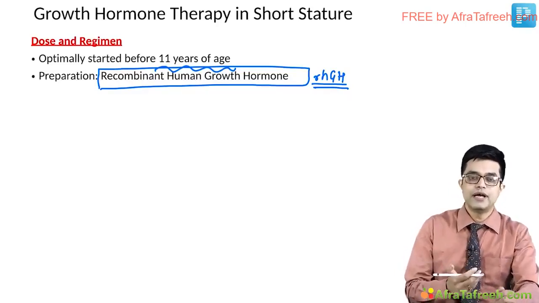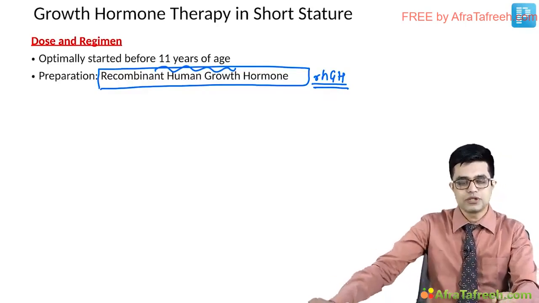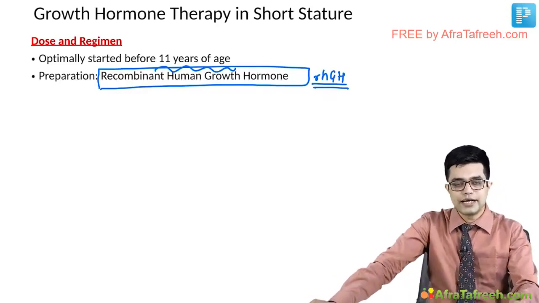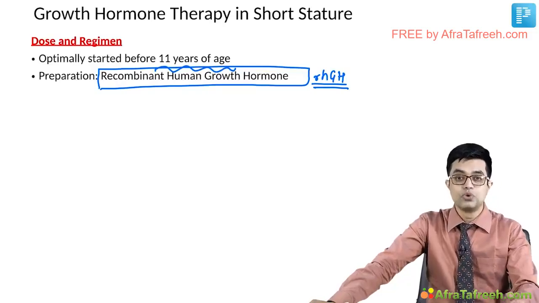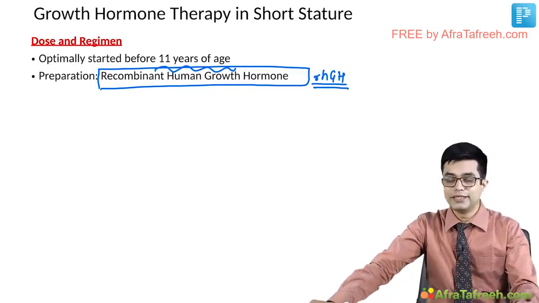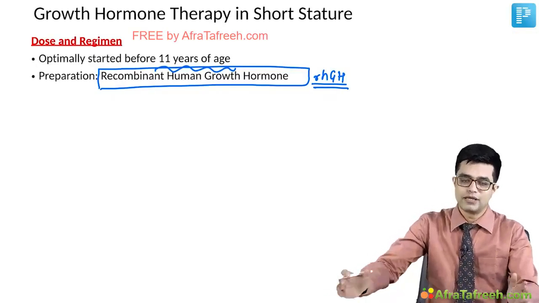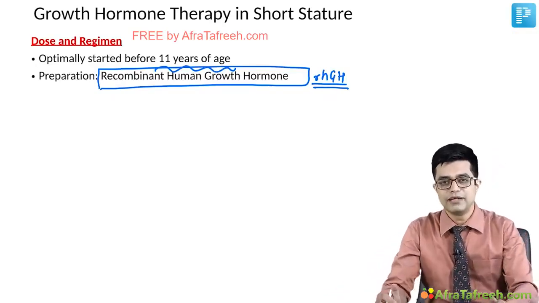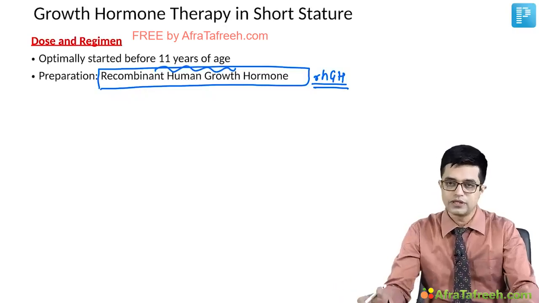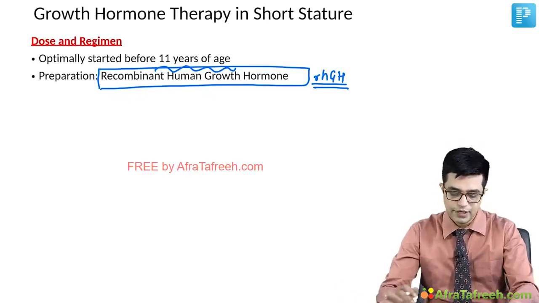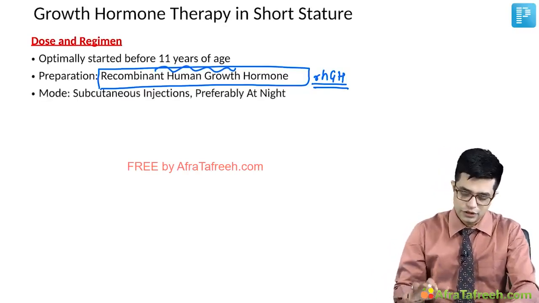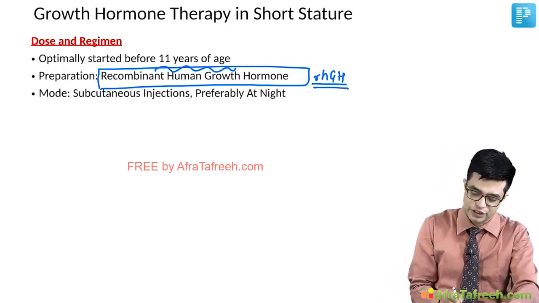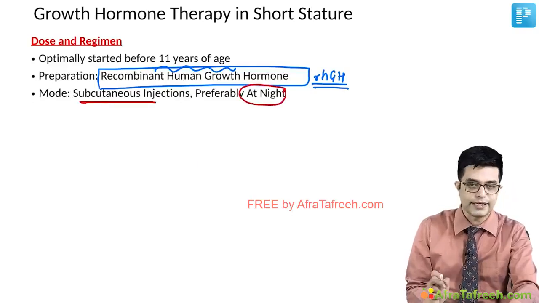Earlier, bovine and various other animal derived products were used. They used to cause anaphylaxis. There were also incidences of Creutzfeldt-Jakob disease and other prion diseases getting transmitted. But now that you are using only recombinant forms, all those risks have gone away. What is the mode of administration? You don't give it orally, you give it in the form of subcutaneous injections, preferably given at night time.